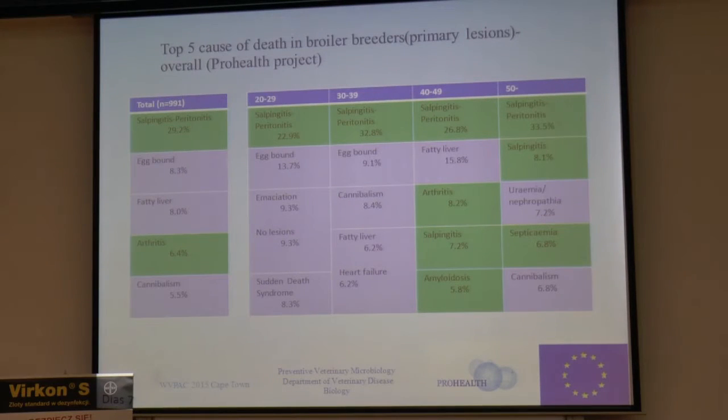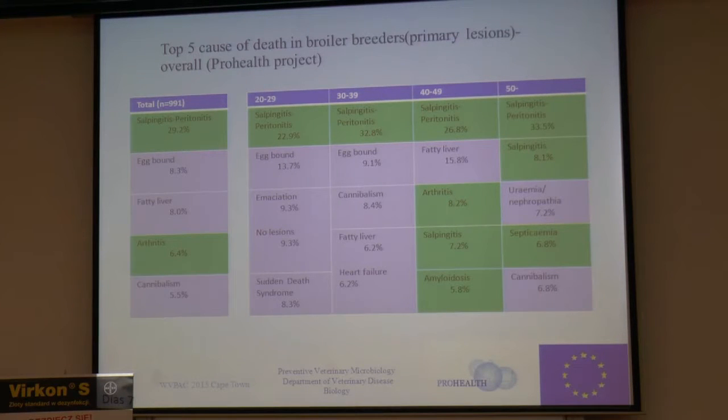This is actually very new data from this ProHealth project. Here we have followed 4 broiler breeder flocks. What we see here in brief is that at the top, we have the salpingitis peritonitis diagnosed, with the different age groups during the production period. And it's by far the most common diagnosis that we see in the broiler breeders.